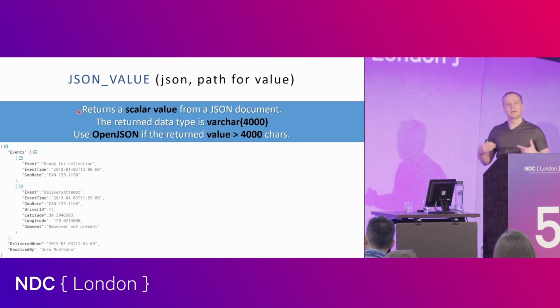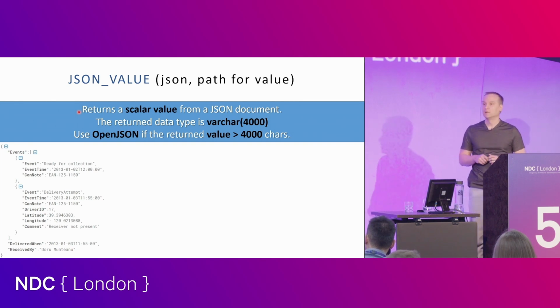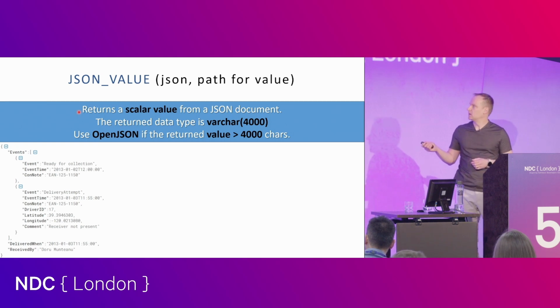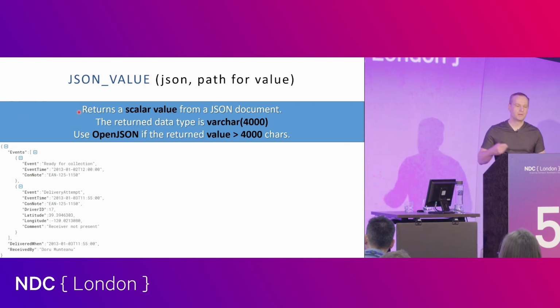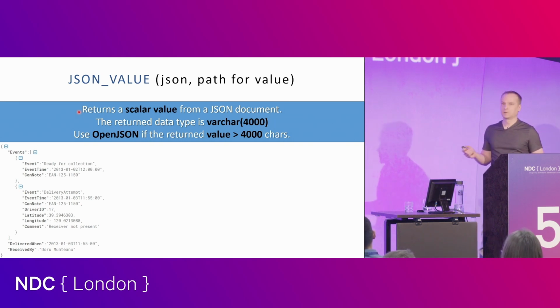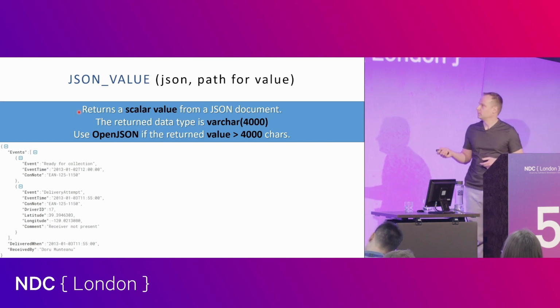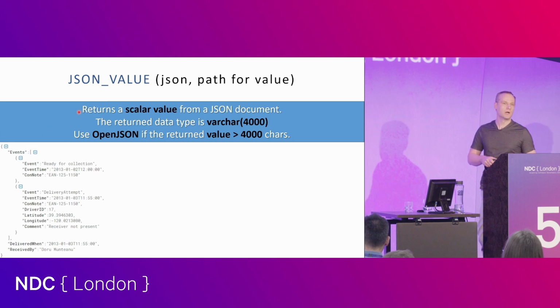But it returns a scalar value. It does not return a JSON document anymore. And the data type is varchar 4000. If the data you are trying to pull is larger than varchar 4000, you should use the OpenJSON function rather than JSON_VALUE. I never had this issue in my experience. All the values were less than 4,000, so I'm not going to be able to talk about OpenJSON here, but if the value is larger than 4,000, you might need to use that.